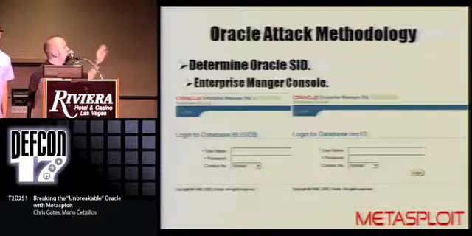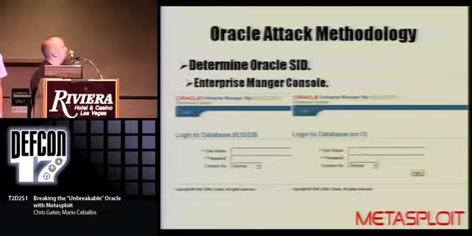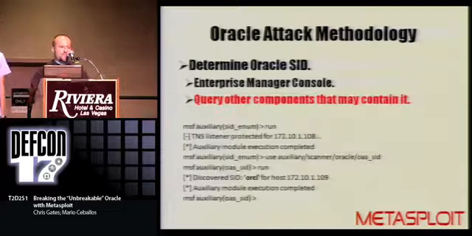So if the Enterprise Manager console is running, this is what you'll see if you just browse to the web page. But if you're auditing a big network or you're trying to automate some of these things, you don't want to browse to every page and then write down the answer. So we've got an OAS SID module down there at the bottom that will actually go through and parse out that HTML and give you the answer.